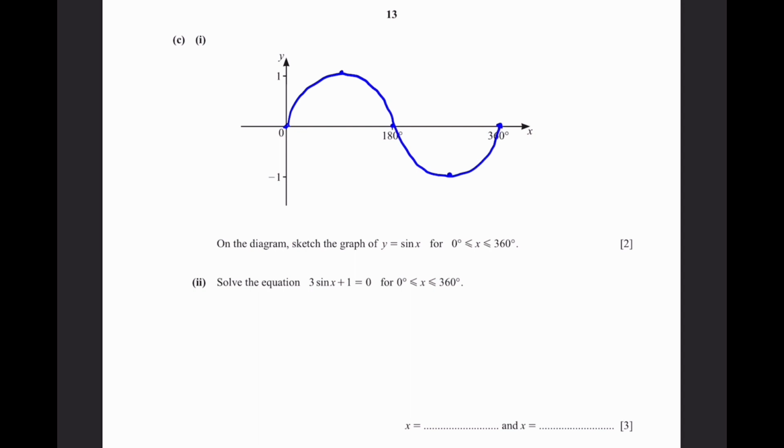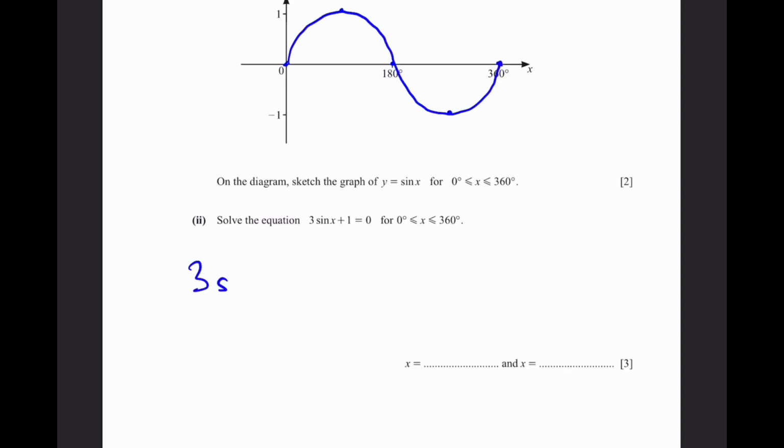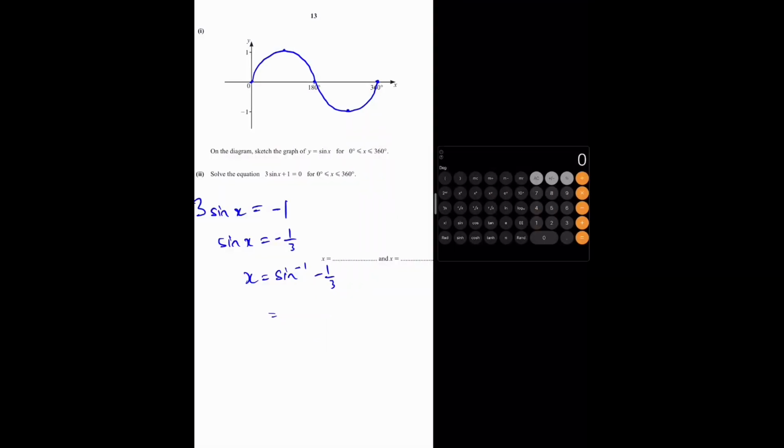Part 2, solve the equation 3 sine x plus 1 equals 0 for 0 degrees less than or equal to x less than or equal to 360 degrees. That will be 3 sine x equals minus 1, sine x equals minus 1 by 3, x equals sine inverse of minus 1 by 3, which is equal to, let's get our calculator out. There we go. So minus 1 divided by 3, that's that. Sine inverse of this is minus 19.47. At least that's what the calculator is giving.